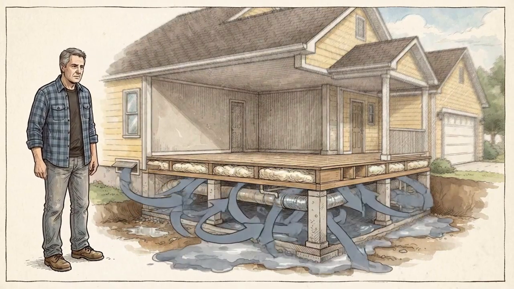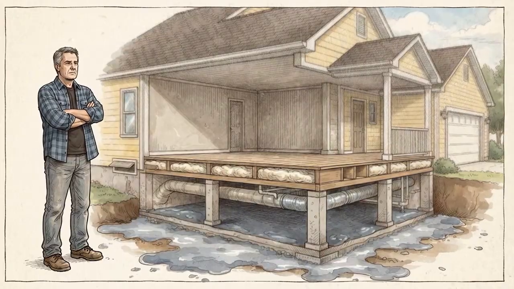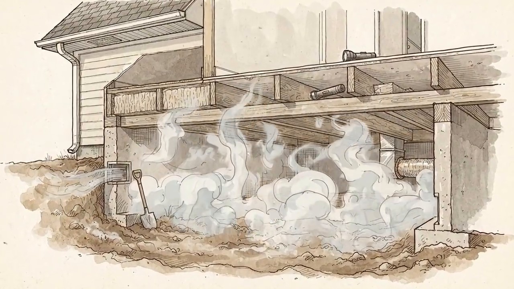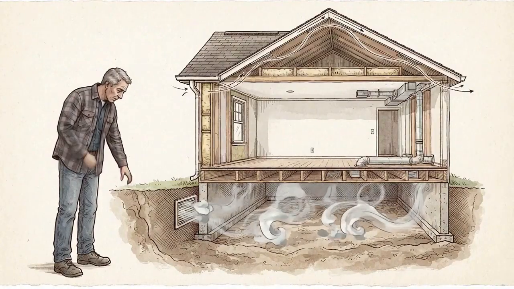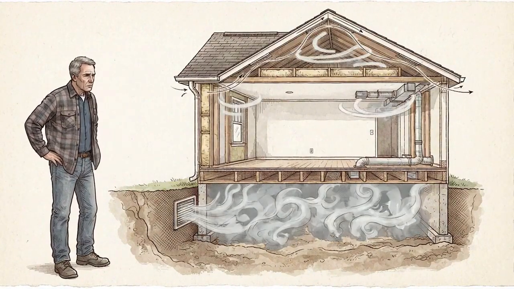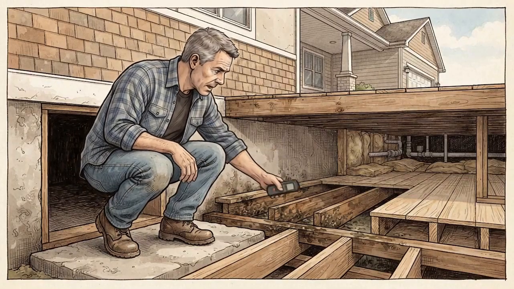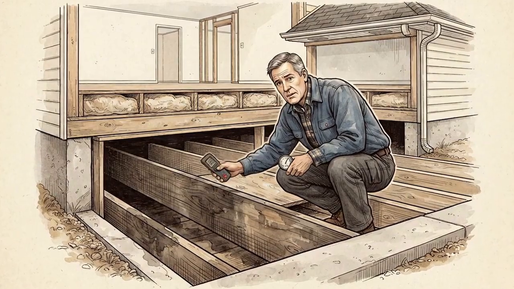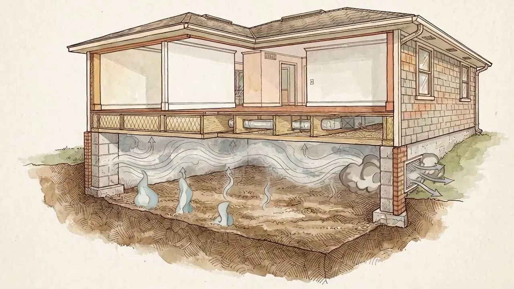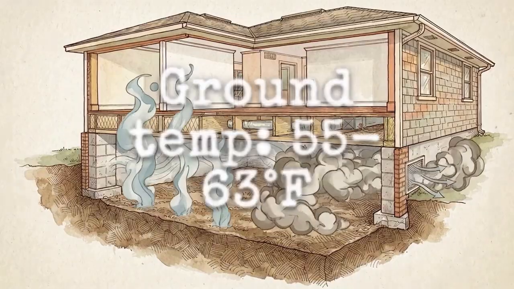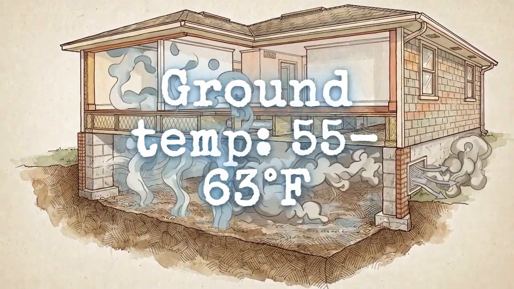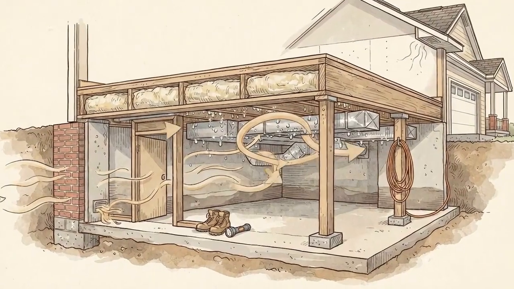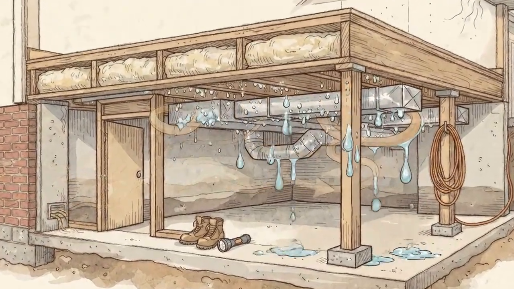That warm, humid air flows into the crawl space. The soil down there, shielded from the summer sun by the floor above it, stays close to the temperature of the earth a few feet down. Building Science Corporation field measurements in crawl spaces across the southeastern United States recorded ground surface temperatures ranging from 55 to 63 degrees Fahrenheit through the summer months. Outdoor temperatures during that same period were well above 80 degrees.